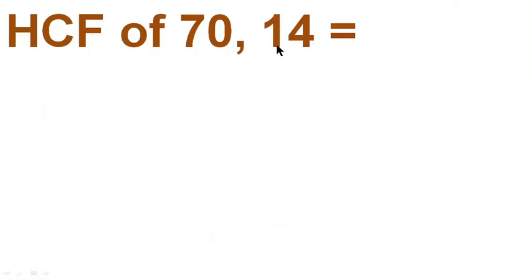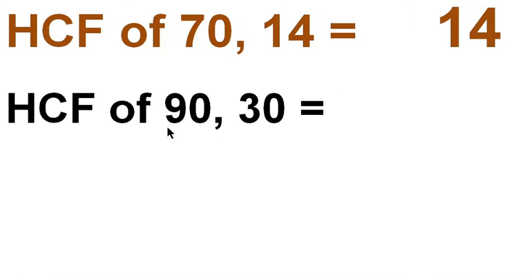Here 70 and 14, and 14 is smaller here, and 70 is also divisible by 14, 5 fourteens are 70, that means 70 is divisible by 14, so our highest common factor is 14. Here between 90 and 30, 30 is smaller and 90 is also divisible by 30, so our highest common factor is 30.